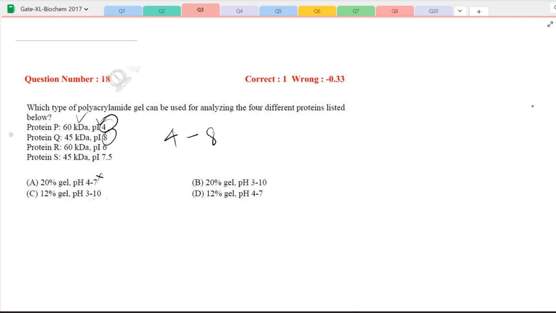That is correct. However, you also need to decide which percentage of gel would be ideal for this. Since these are high molecular weight proteins of 60 kilodalton and 45 kilodalton, this is the right one, that is 12% gel, because in a 20% gel the pores will be too small for these proteins to migrate, and hence a 12% gel will be more ideal for proteins of these molecular weights, and the pH 3 to 10 ideally covers the range between 4 to 8. So the correct answer here is option C.